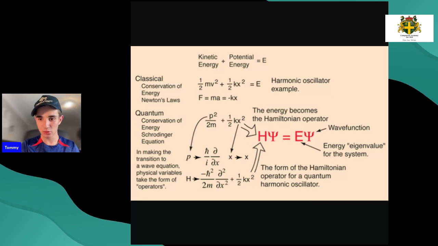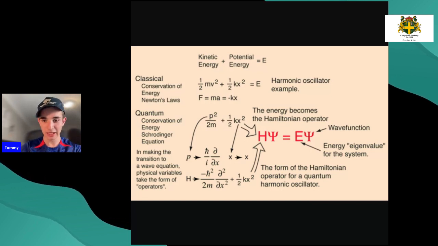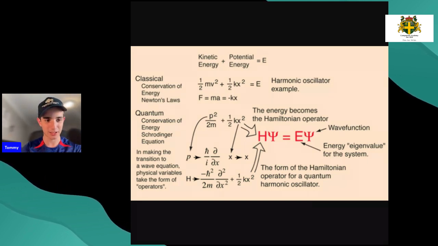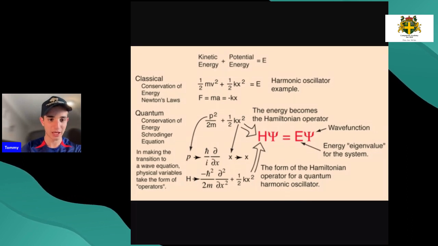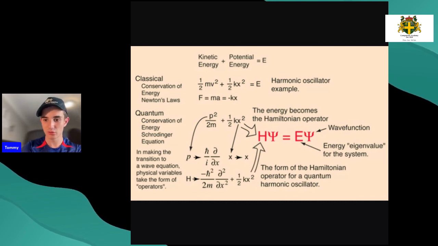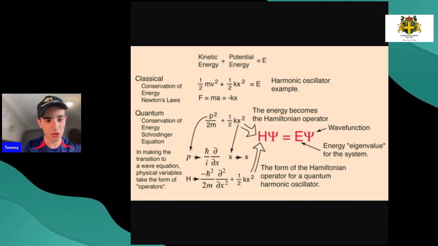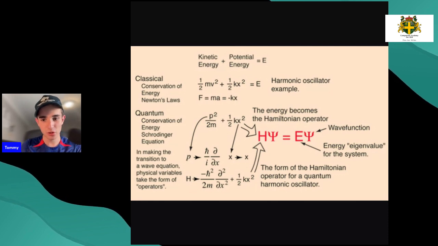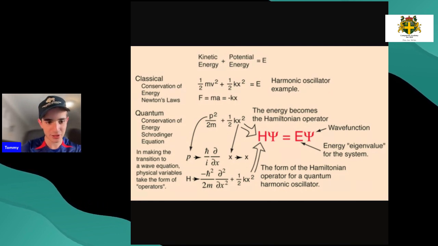H hat psi equals E psi. Psi is a Greek letter that represents the wave function. H hat is the Hamiltonian operator, and E is the energetic distribution of the wave function that the quantum operator brings about.